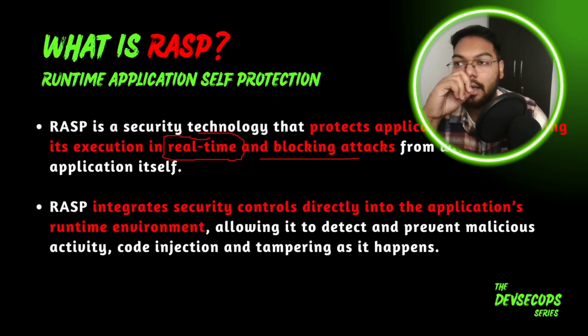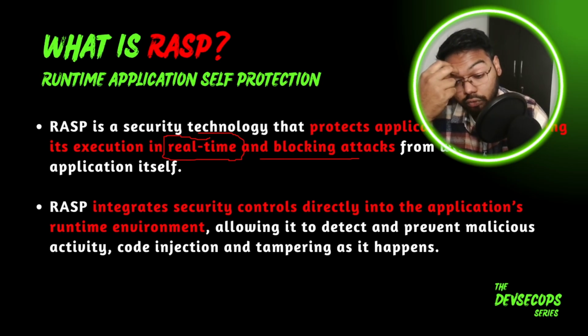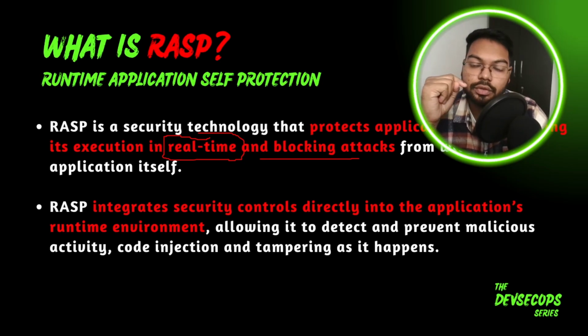So remember in IAST, what was happening? There was a DAST scanner, sensors were there, and they were attacking your application, and it was only giving the information of how the attack occurred and where it occurred to your dashboarding solution.